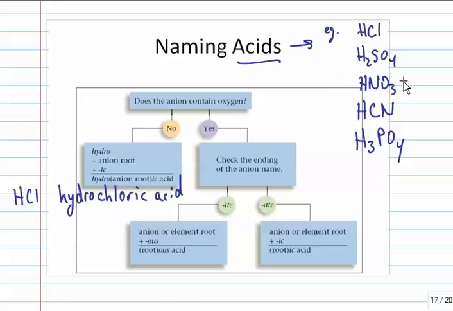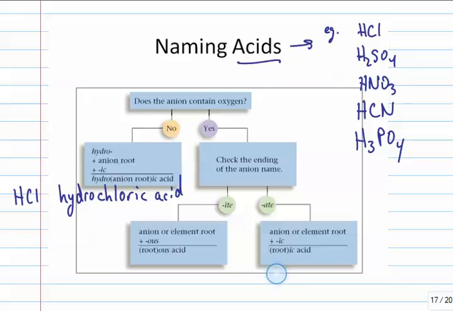Our first class are those that do not have oxygen in them, and we're probably familiar with the common acid HCl, which is hydrochloric acid. In naming these acids, we identify the anion, in this case chloride, and we replace the IDE with an IC ending and add acid, and put hydro in the front. So HCl is hydrochloric acid.